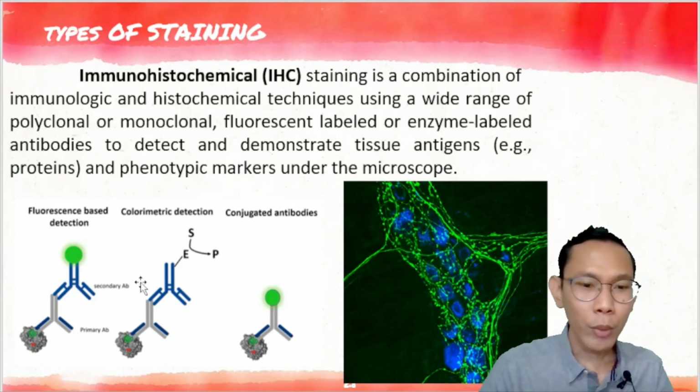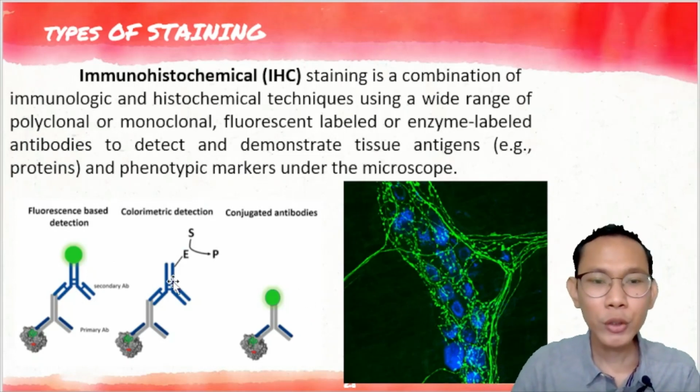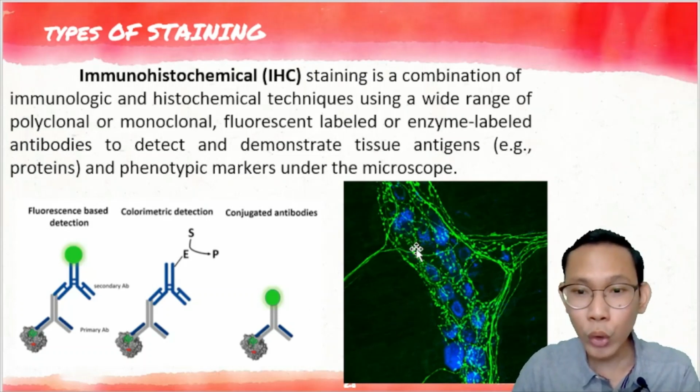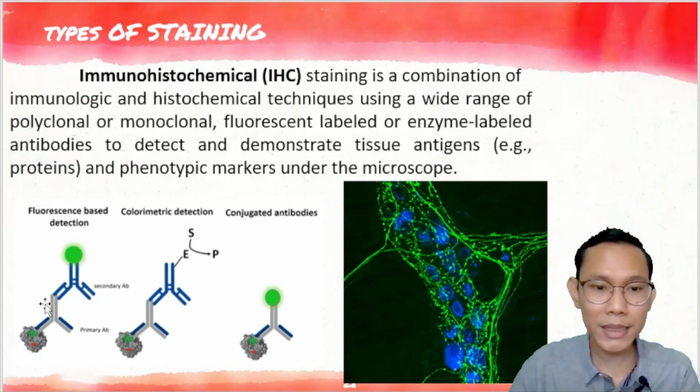So, I want you to learn the basic principle of your IHC. So, ganito yan. Doc, paano po ba namin nakikita ang ganitong kulay? Bakit po lumalabas ang ganitong kulay sa ating microscope? So, may tatlong ways para makakita tayo ng ganitong kulay. Could be your fluorescence-based detection, colorimetric detection, and conjugated antibodies. But this one is an example of your fluorescence-based detection.